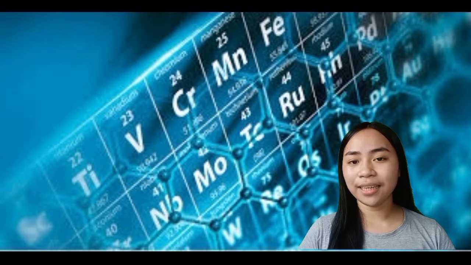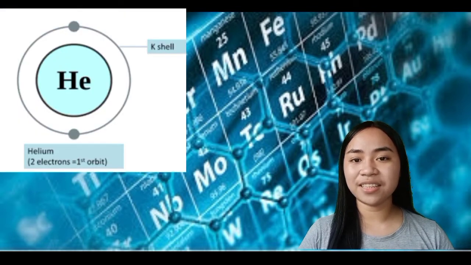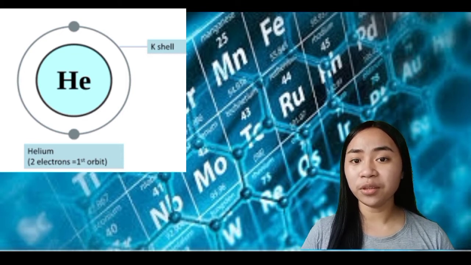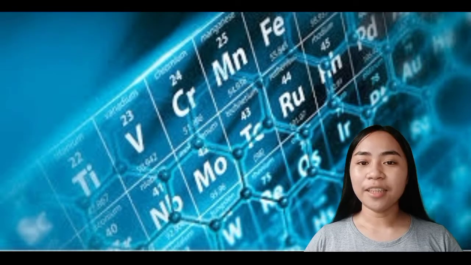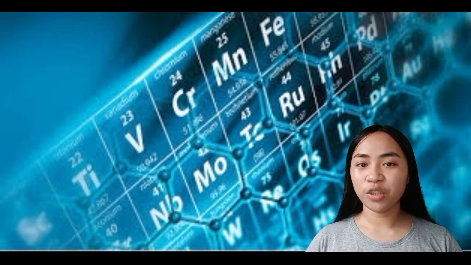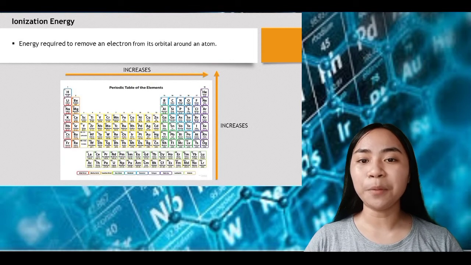On the other side, the helium. Helium has only one shell and 2 valence electrons. So the valence electron is very close to the nucleus, so they are stable. So it needs more energy to ionize the helium. So it's not easy to pull out. The trend of the ionization energy is similar to electronegativity. It increases when it goes up and moves across the periodic table.